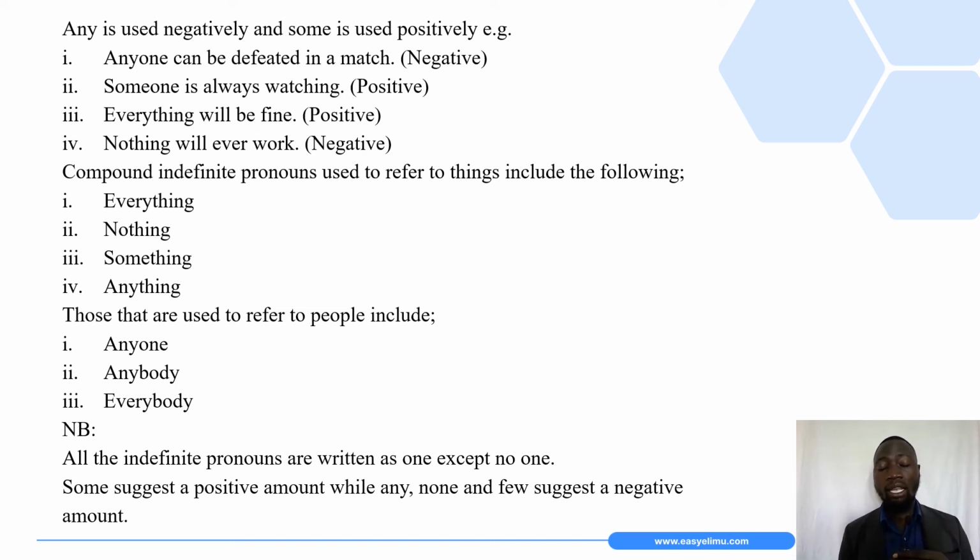Then another important thing worth noting is that all the indefinite pronouns are written as one word, except the indefinite pronoun no one. Then another important thing worth noting is that some suggests a positive amount, while any, none, and few suggest a negative amount. And I think I had talked about that.